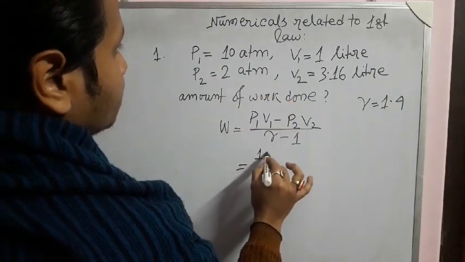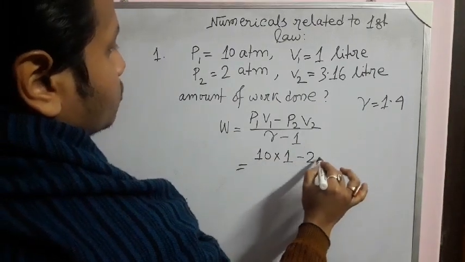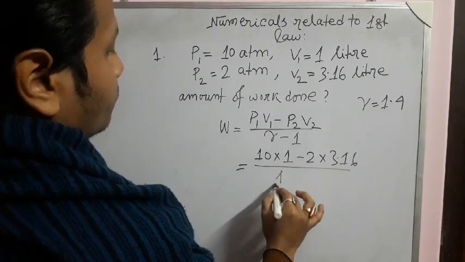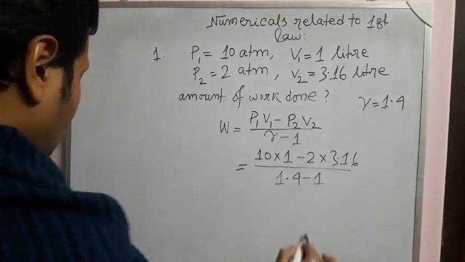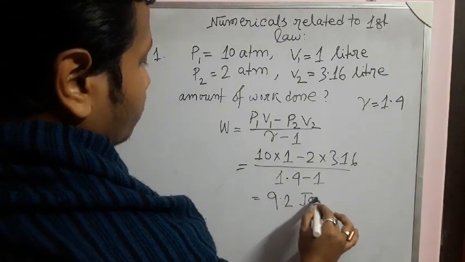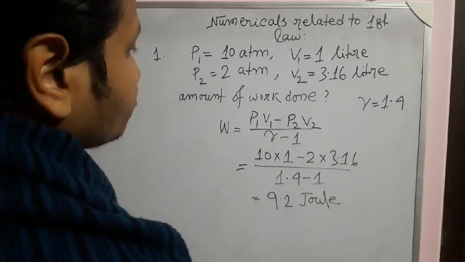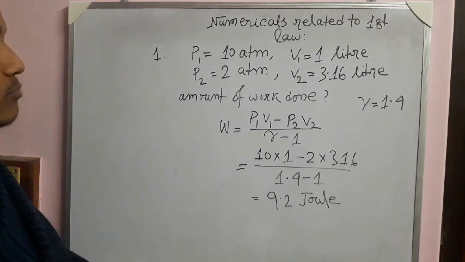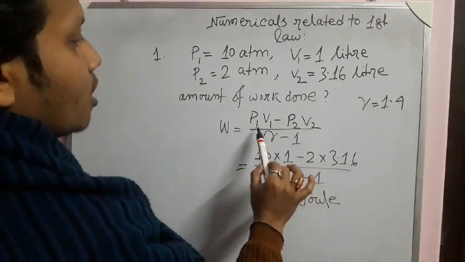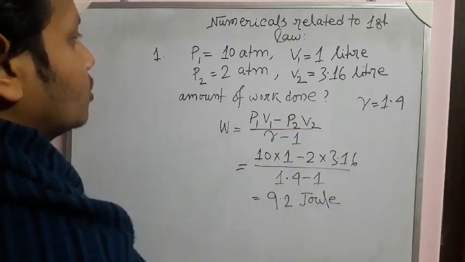So what is my P1? 10. What is my V1? 1. And what is P2? That is 2. And what is V2? That is this. And what is gamma? 1.4. Okay, so if you calculate it, what will be the result? The result will be 9.2 joule. If you do it in a calculator, the result will be 9.2 joule. So this is the amount of work done. At first write down the formula P1 V1 minus P2 V2 by gamma minus 1, then substitute these values, you will get 9.2 joule.